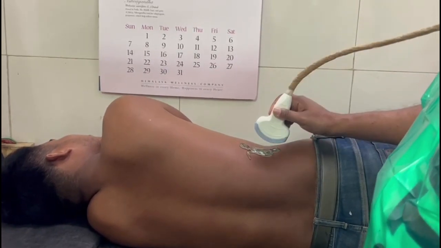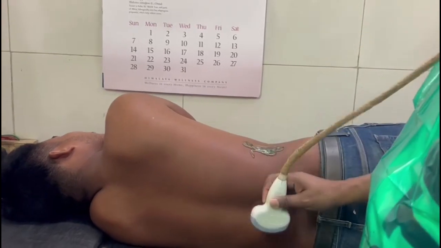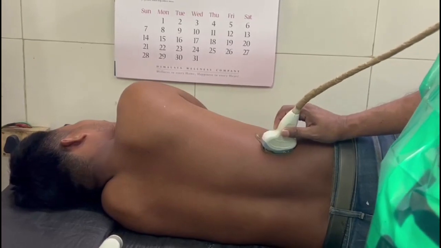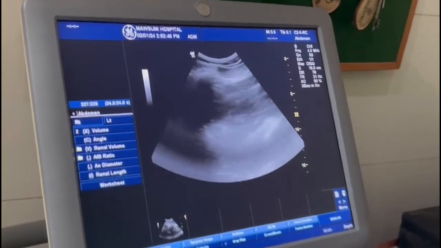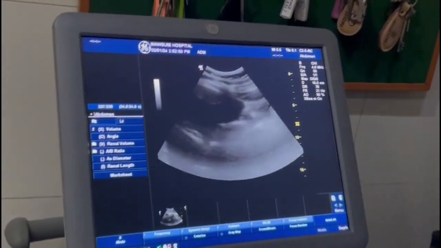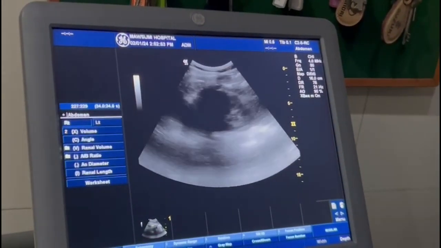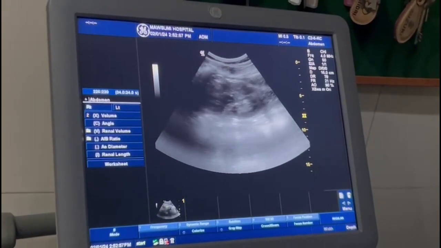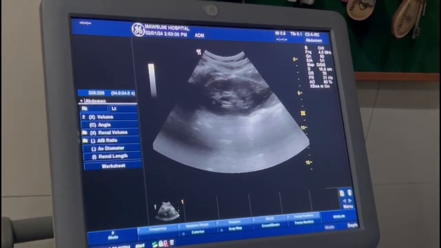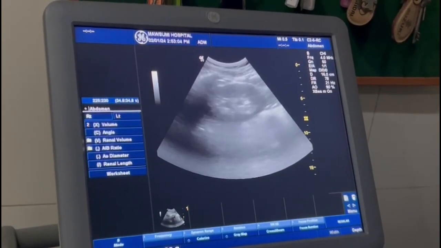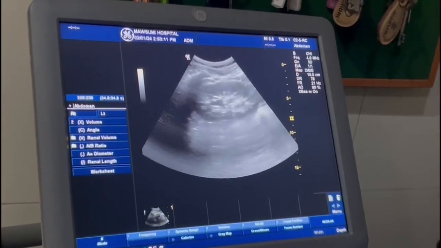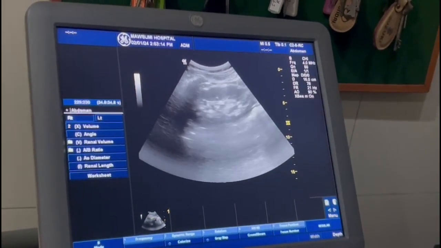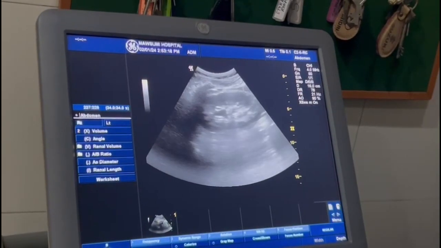So now the right kidney is on the upper side, left kidney on the lower side. So here we should get the kidney. Kidney is visualized. Kidney is visualized now. I am adjusting the contrast now. Kidney is visualized properly. See, it is the right kidney. So, kidney is visualized properly.